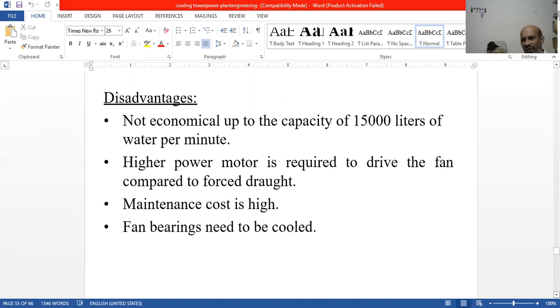Maintenance cost is very high compared to the forced draught cooling tower. Maintenance cost is more. Fan bearings need to be cooled always. Why? Because it is running very fast, hundreds of RPM. So cooling is required for those bearings. Even though your cooling system is there, even though additional cooling is there, these are the disadvantages for this system.